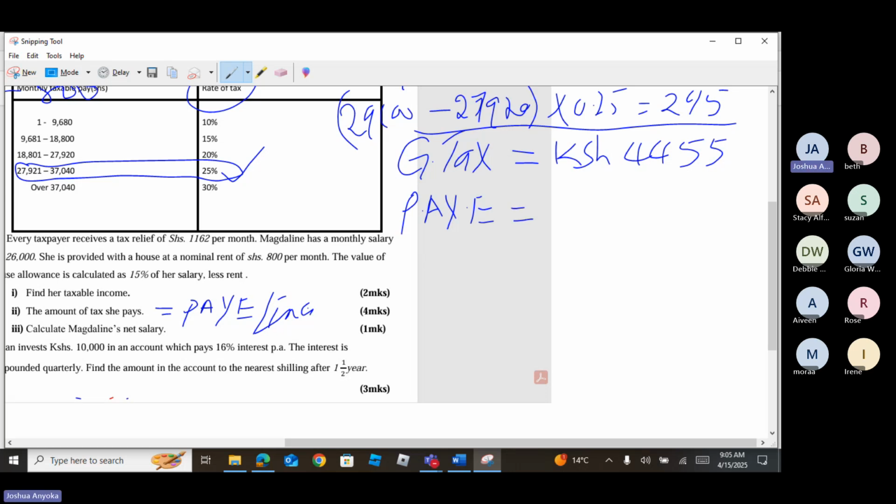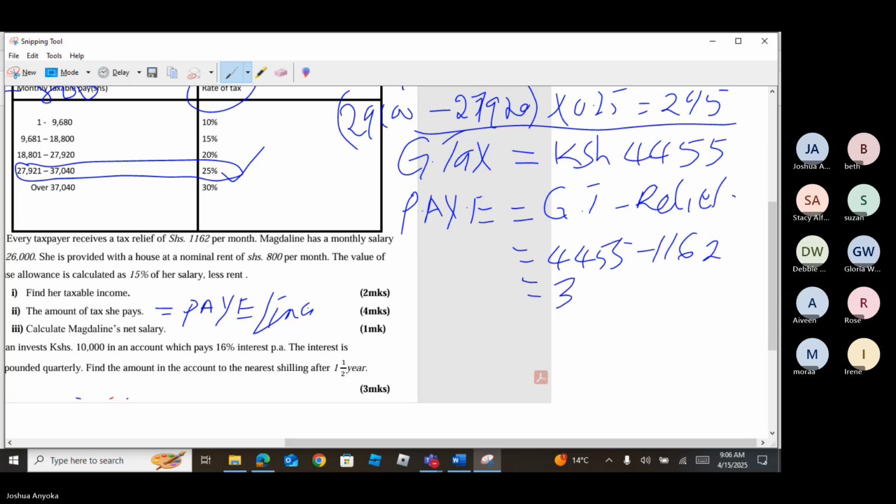PAYE is equal to gross tax minus the relief. In this case, we have gross tax of 4,455 minus the relief. The relief in this equation is 1,162. That gives 3,293. That is our PAYE. So we have answered Roman 2.